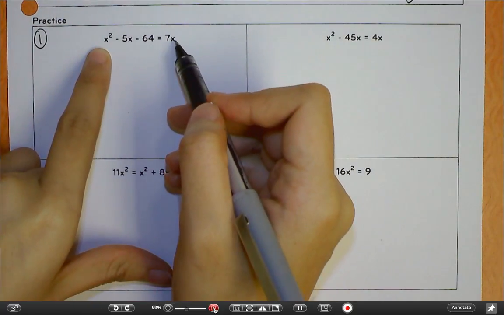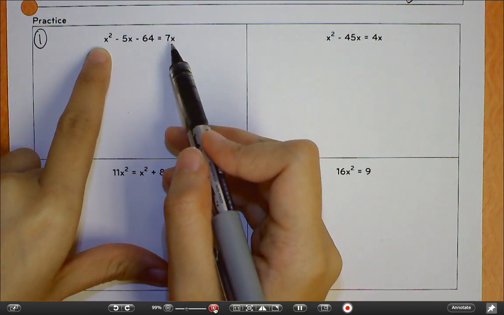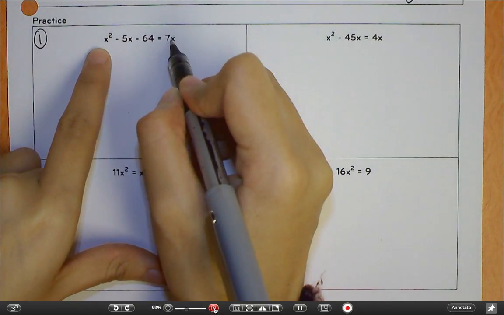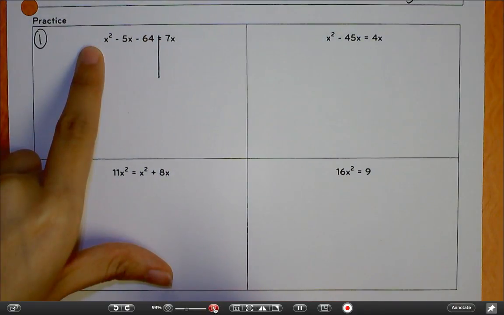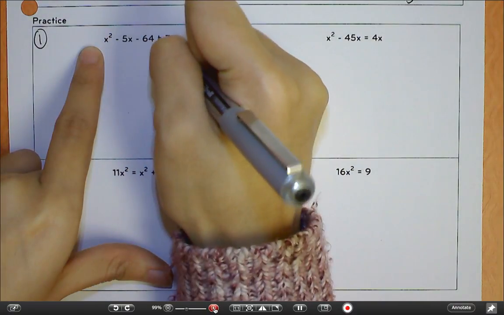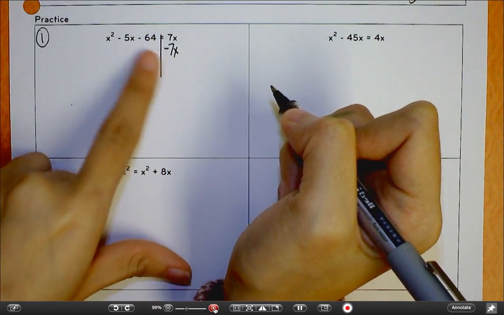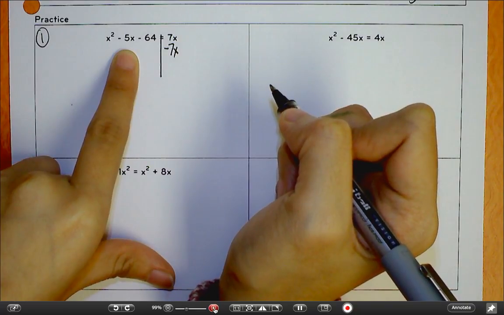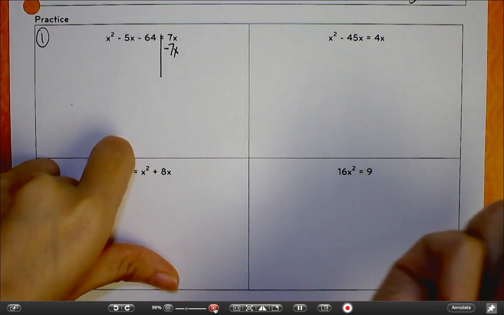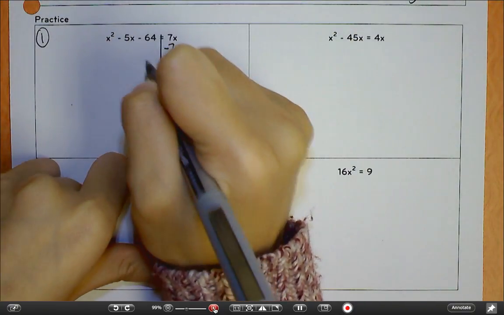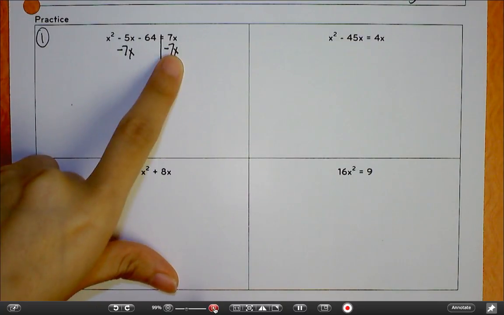It's not in standard form. I have equals 7x. I want to move 7x back over to the left-hand side. I want to set it to 0. In order to do that, I'm going to subtract 7x. Since this has an x, when I move it over here, I'm going to write it underneath the 5x. It's a common term. That would make it a lot easier for me to simplify. So I have negative 7x.